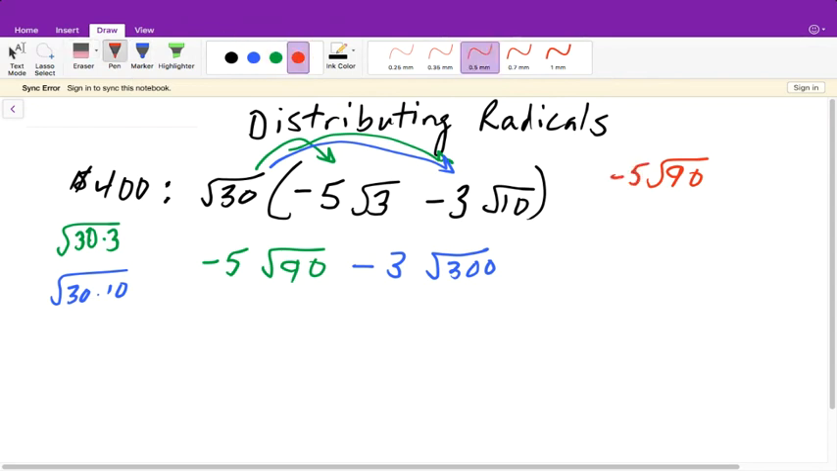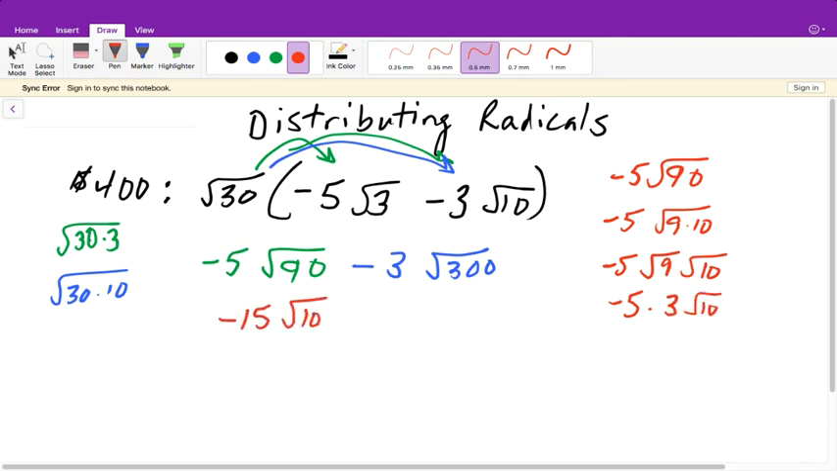So negative 5 times the square root of 90. Well, what perfect square goes into 90? 9. So we rewrite it as 9 times 10. The square root of 9, we look at that individually. That's going to give me 3, so negative 5 times 3. And that will give me negative 15 times the square root of 10. All right, negative 5 times 3 is negative 15. All right, so let's look at the next one.